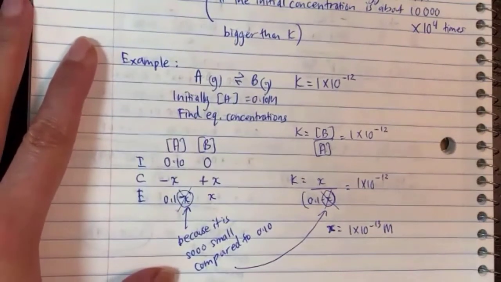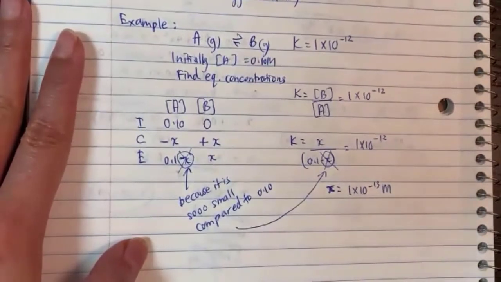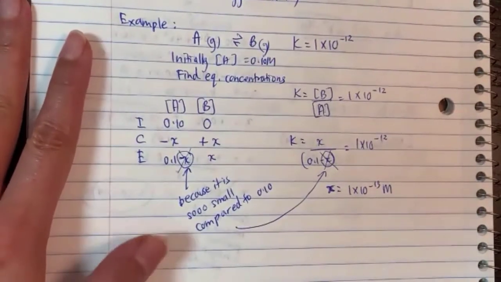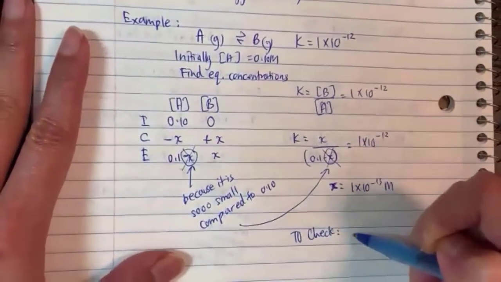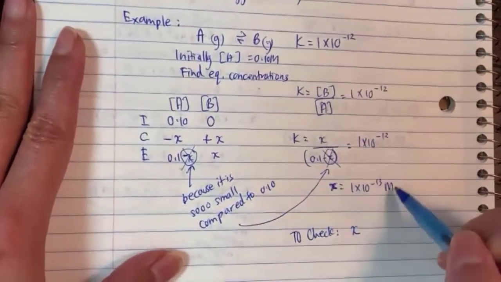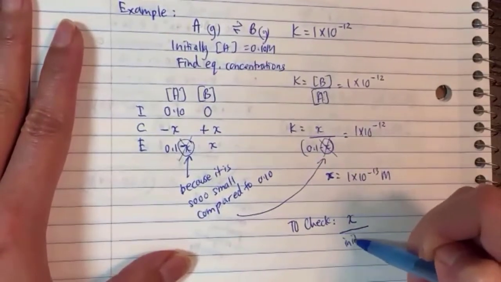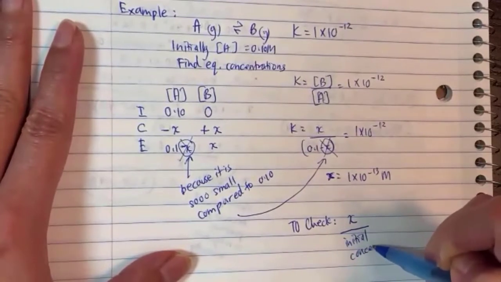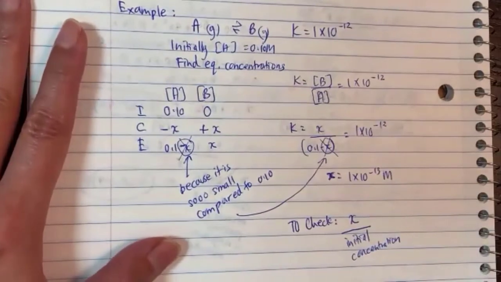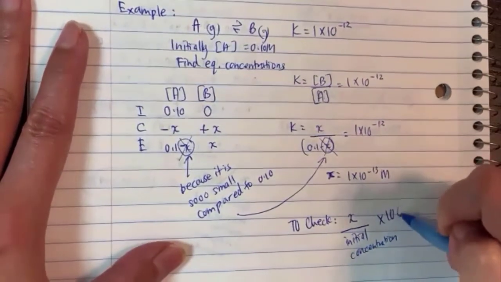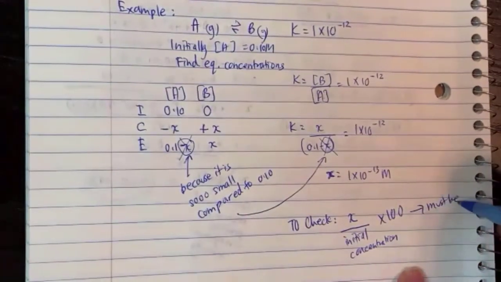Okay, so every time you take a shortcut where you cross x out, you want to make sure you check that you're good. I'm going to give you an idea where about 5% would be considered small enough. So to check it, after you solve it, after the simplification, you take your x and divide it by your initial concentration, times 100. And this answer must be less than 5. So if it's less than 5%, we just say, well, it's small enough, we'll cancel it off.